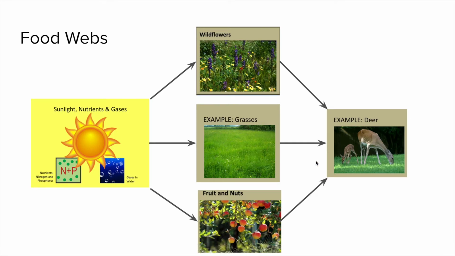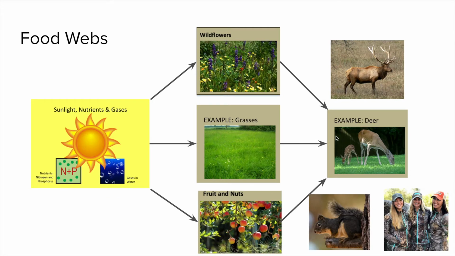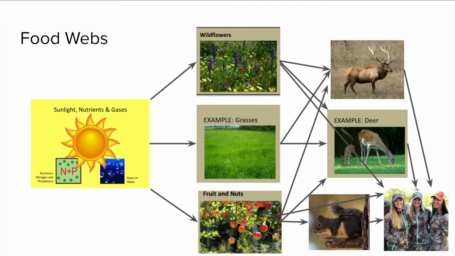But let's make it even more complicated. What if we introduce elk, squirrels, and humans? You can think about what those organisms like to eat out of this list and where they might get their energy from. And our arrows are going to point again from the energy source to the new organisms. So all of the arrows are going to be pointing toward the elk, squirrel, or humans. So this is getting even more complicated.